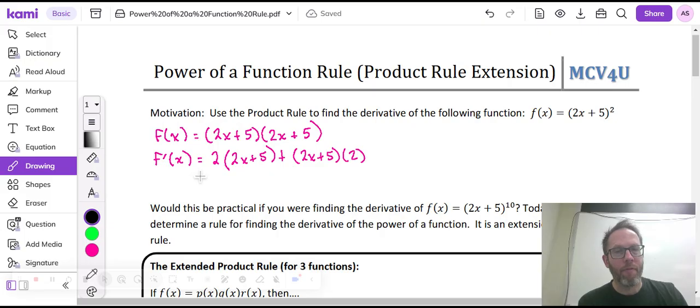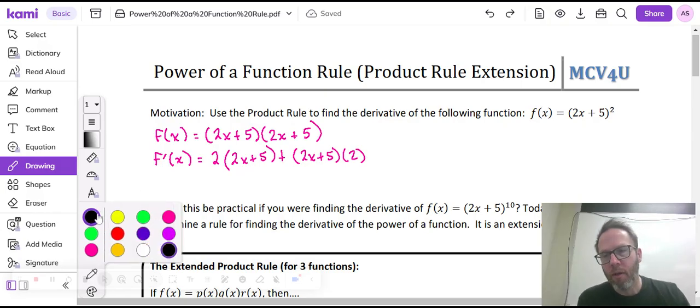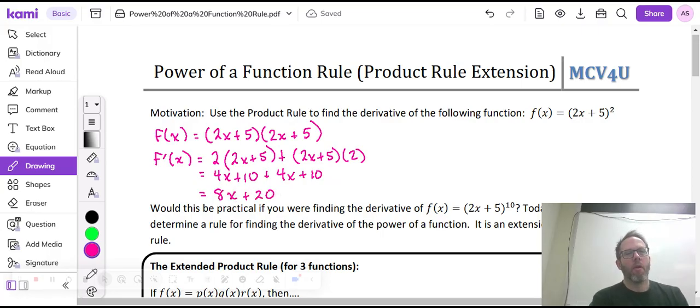And that's the derivative. But this one's not too hard for us to clean up, so let's just do that. You could probably do this in one step. I'll do it in 2 steps. So what's that? 4x plus 10 and another 4x plus 10. So the derivative is 8x plus 20. So using the product rule, we can find derivatives of powers, at least the power of 2.